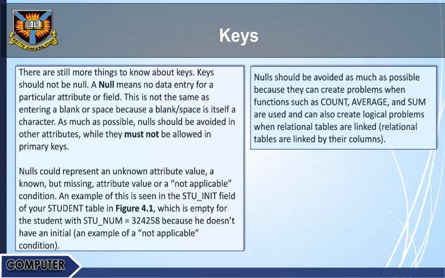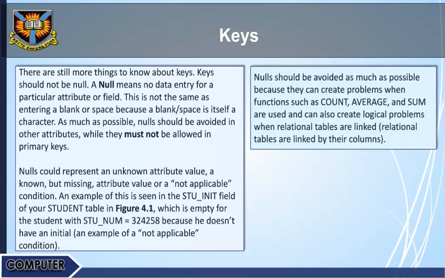Nulls could represent an unknown attribute value, a known but missing attribute value, or a not applicable condition. An example of this is seen in the student initial field of your student table in figure 4.1, which is empty for the student with STUNUM equal to 324258 because the student doesn't have an initial, an example of a not applicable condition.